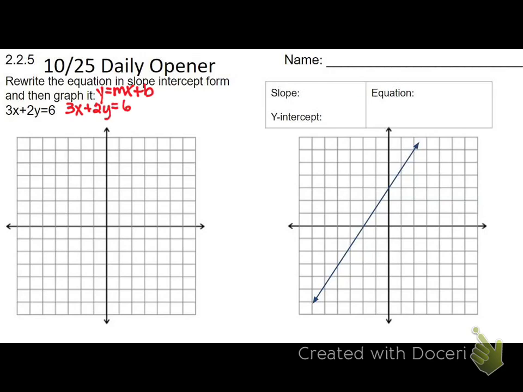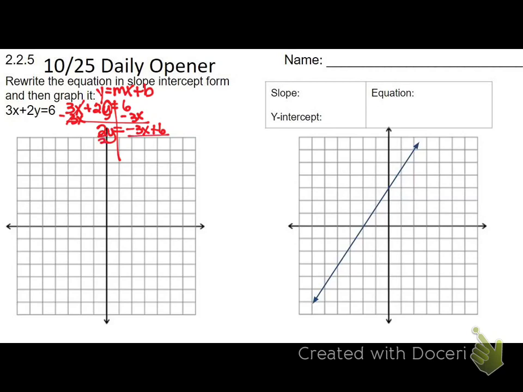So I'm going to circle the y because I'm solving for y. And Ben already told me in order to get that y by itself, I'm going to minus the 3x. And then I have 2y equals negative 3x plus 6. Okay? My next step is what? Divide. By? 2. So we're going to divide by 2.